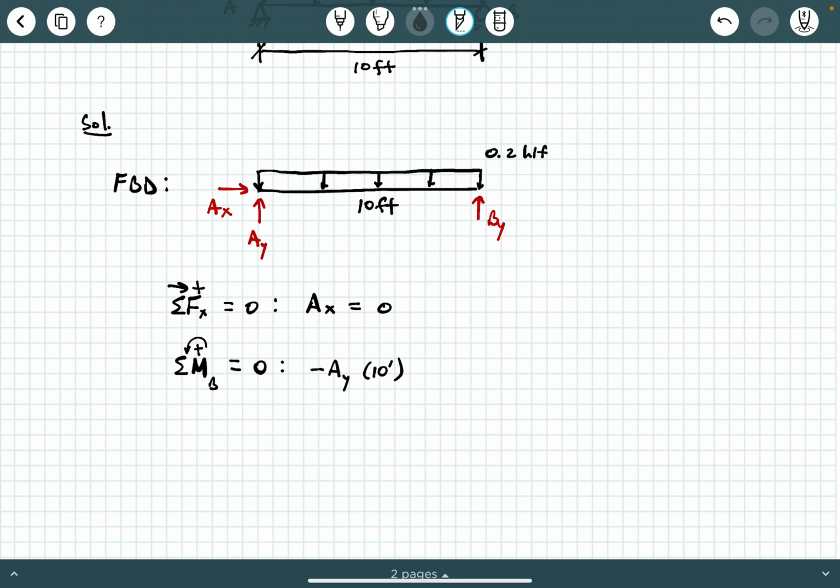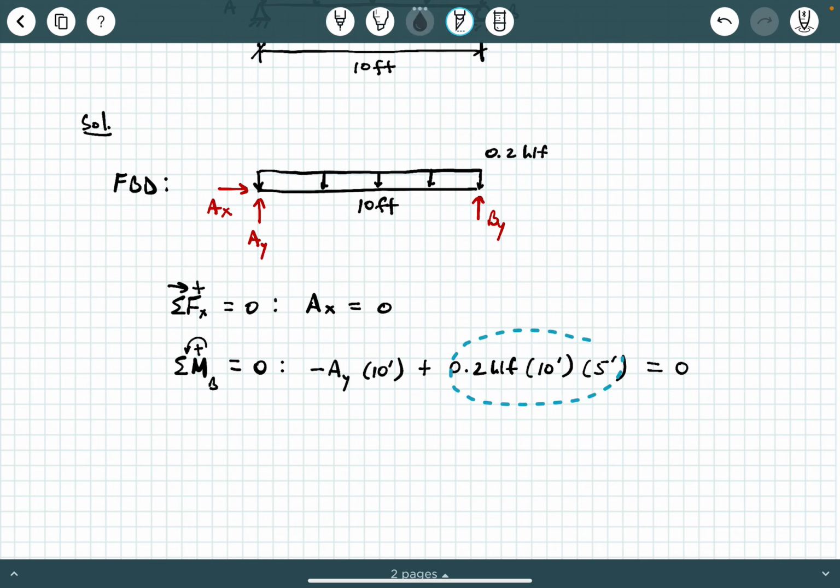What else is causing a rotation about point B? Well, this uniform load is, right? This uniform load is causing a rotation about point B. So how do I account for that? Well, I'm going to say plus 0.2 KLF times 10 feet times 5 feet. And then I'm going to say all that together equals 0.